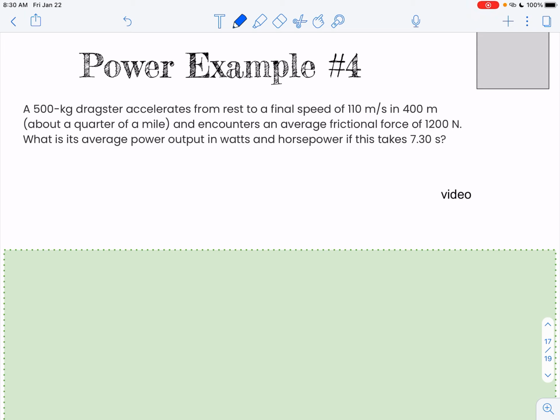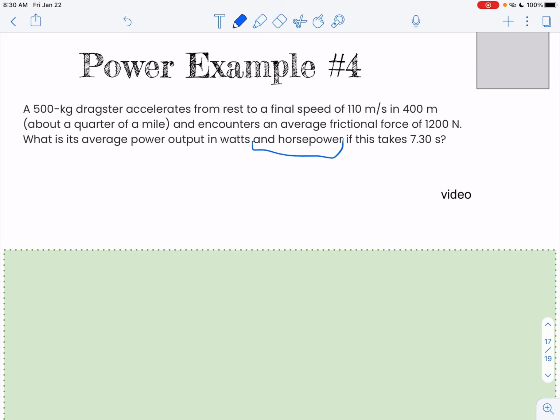Okay, one more example of how something might look a little hard on the surface, but it's actually not that hard. A 500 kilogram dragster accelerates from rest to a final speed of 110 meters per second in 400 meters, about a quarter of a mile, on the track, and encounters an average frictional force of 1,200 newtons. What is its average power output in watts and horsepower?